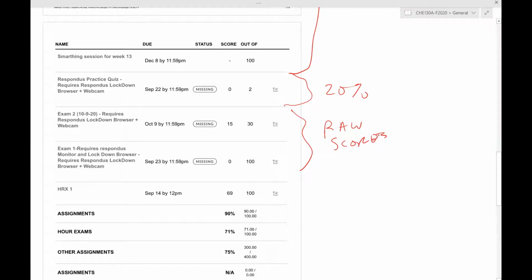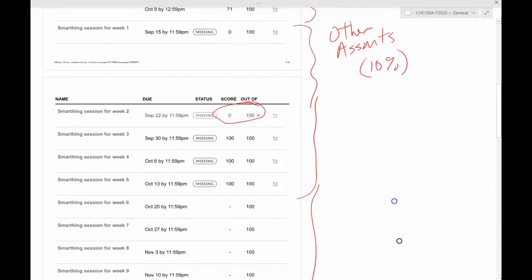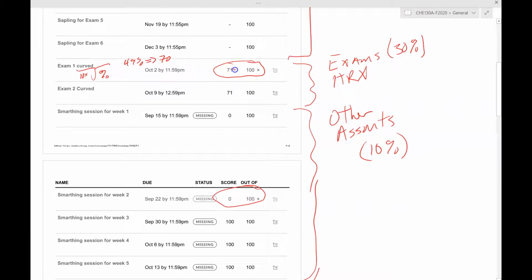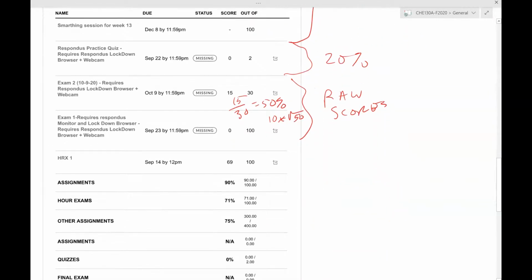In this respect, we take those back and curve those grades. So you see exam 2, 15 out of 30 is a 50%. The square root curve would be 10 times the square root of 50, which is around 70, 71. And if I go back up here and look for the exam 1 curve, you see the 71 there is that 10 times the square root of 50 from down there. So that's just where those grades go, but they're not involved in that.